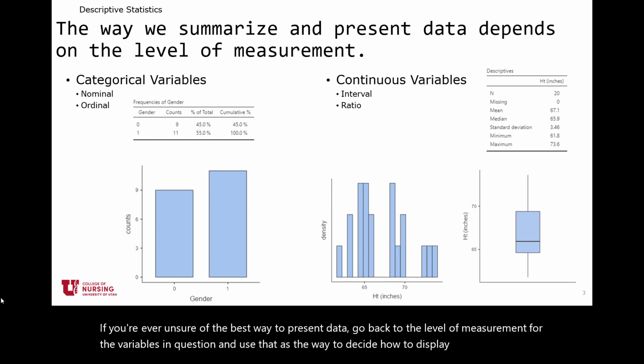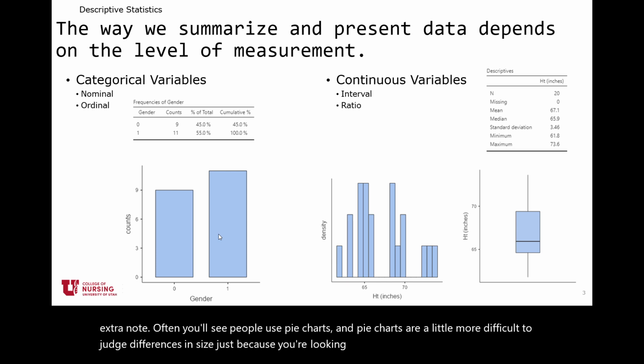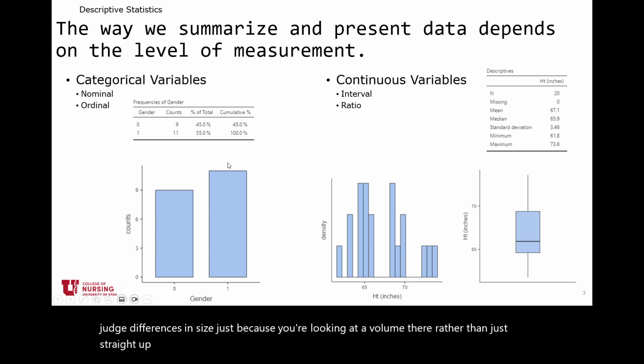I might make an extra note. Often you'll see people use pie charts, and pie charts are a little more difficult to judge differences in size just because you're looking at a volume there rather than just straight up bar height. So I typically recommend using bar charts over pie charts for categorical data.